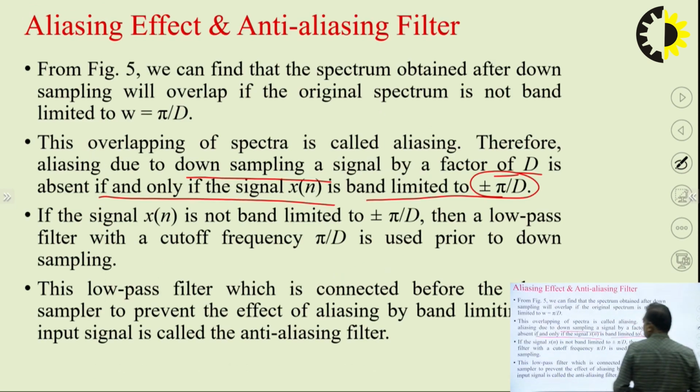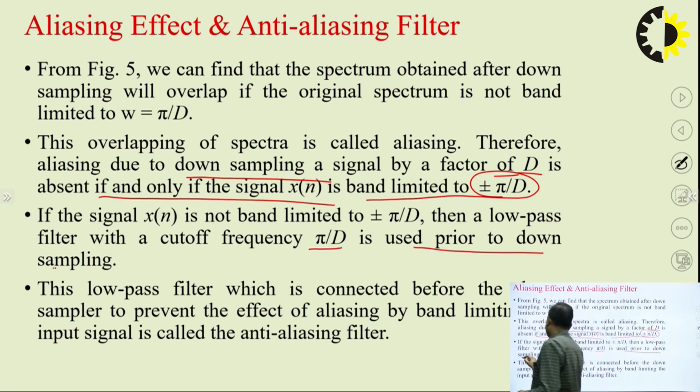If the signal x(n) is not band limited to plus minus pi by d, then a low pass filter with cutoff frequency pi by d is used prior to downsampling. This low pass filter, which is connected before the downsampler to prevent the effect of aliasing by band limiting the input signal, is called the anti-aliasing filter.